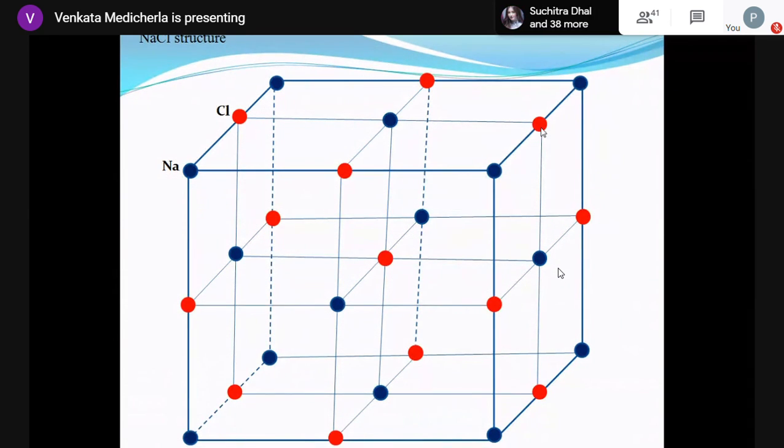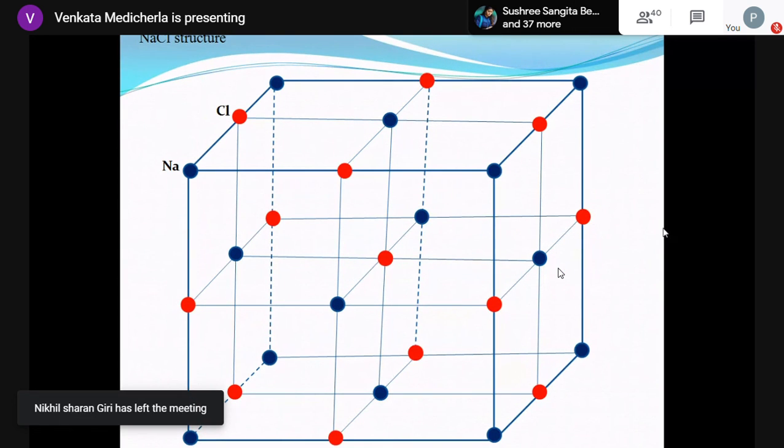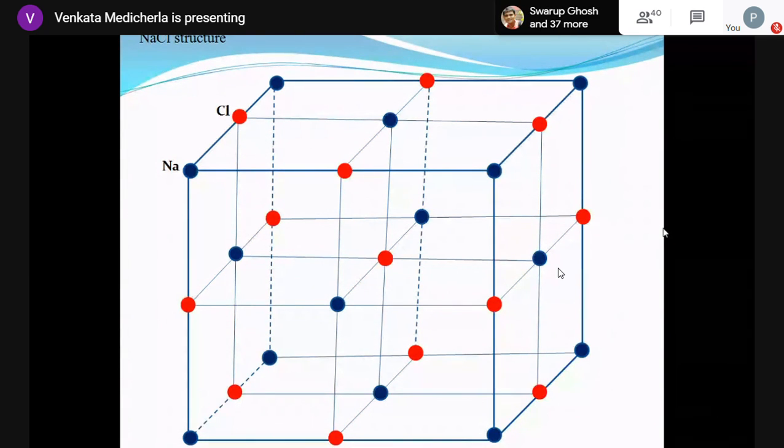But that doesn't mean that chlorine has an edge-center lattice. No, that's why I said, if you want to know what lattice is formed by chlorine, you have to start from here. You see, this is a face center. You go to the other plane on the right side and create one more plane. Then you will see that chlorine is also forming a face-centered cubic lattice. It is two interpenetrating face-centered cubic lattices, both sodium and chlorine.